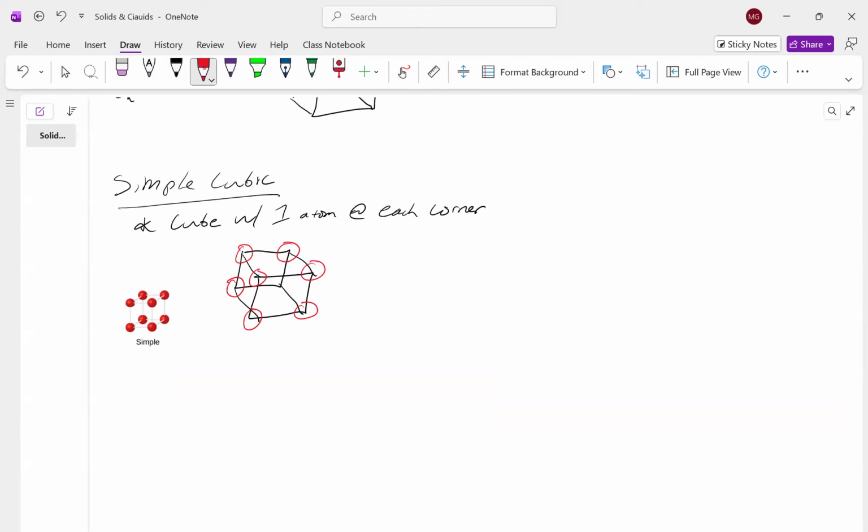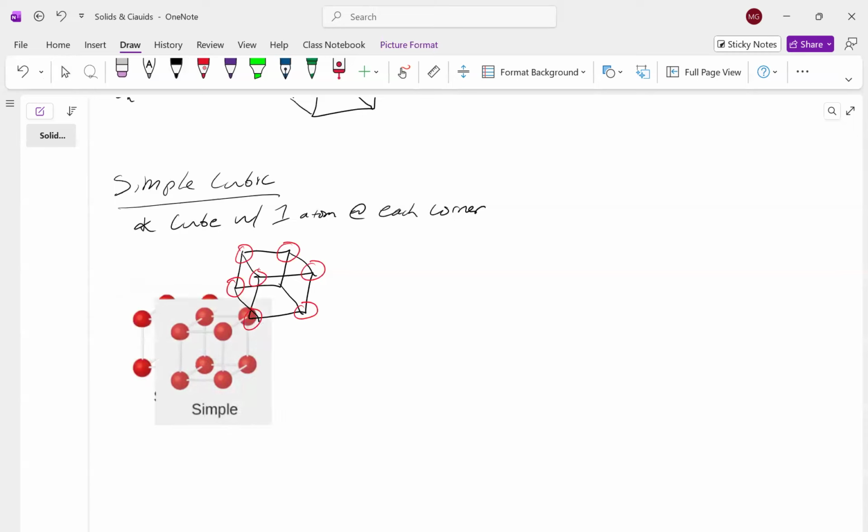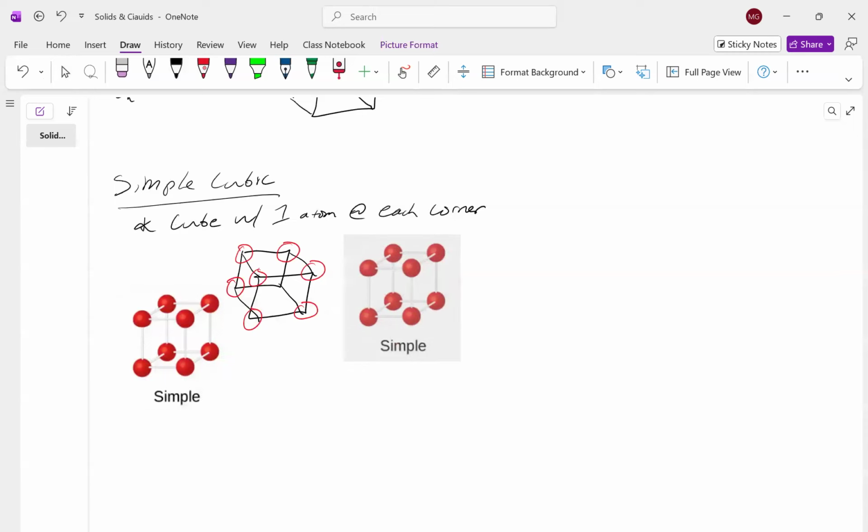Now, even though I've drawn 8 atoms there, that doesn't necessarily mean this cube holds a total of 8 atoms, because all we're going to really focus on is the part of the atom that is actually inside the cube. And that's actually a very small part compared to the whole atom there.